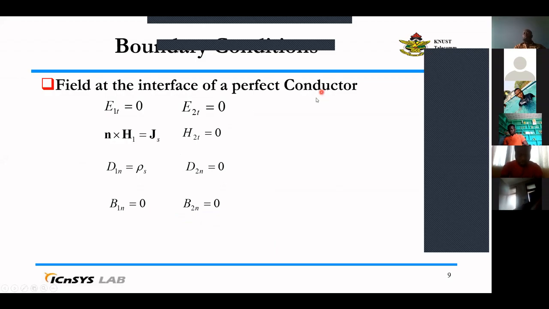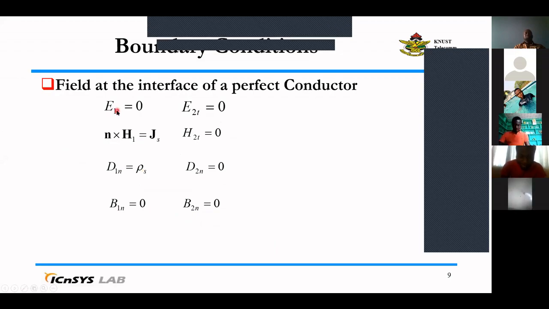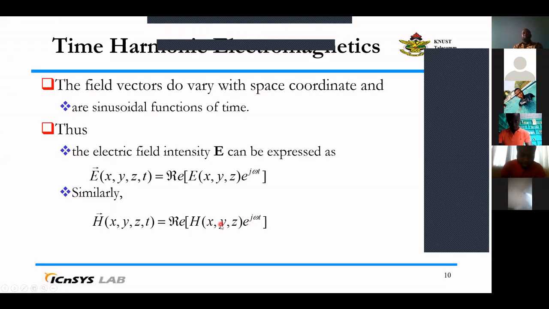So these are the boundary conditions at the interface of a perfect conductor. Not just any conductor, a perfect conductor. Only the normal component of the electric field intensity and the tangential component of the magnetic field intensity will be present, not the tangential component of the electric field intensity or the normal component of the magnetic field intensity.